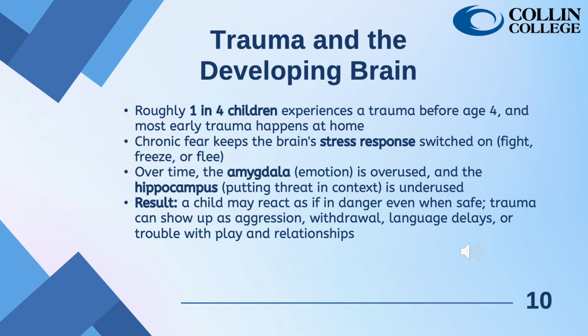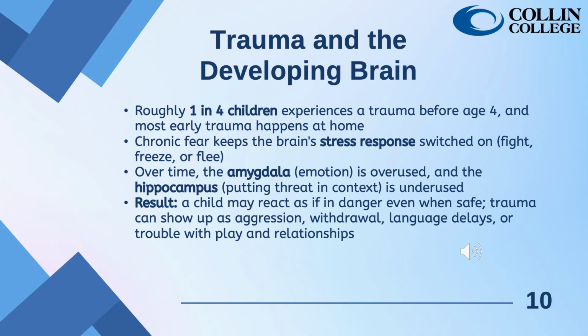Even after a child is safe, the effects of abuse and neglect can show up in the classroom in ways that are easy to misread. The NAEYC article on trauma-sensitive classrooms explains the brain science clearly. Roughly 1 in 4 children experiences a trauma before the age of 4, and most early trauma happens at home at the hands of the people the child depends on most.